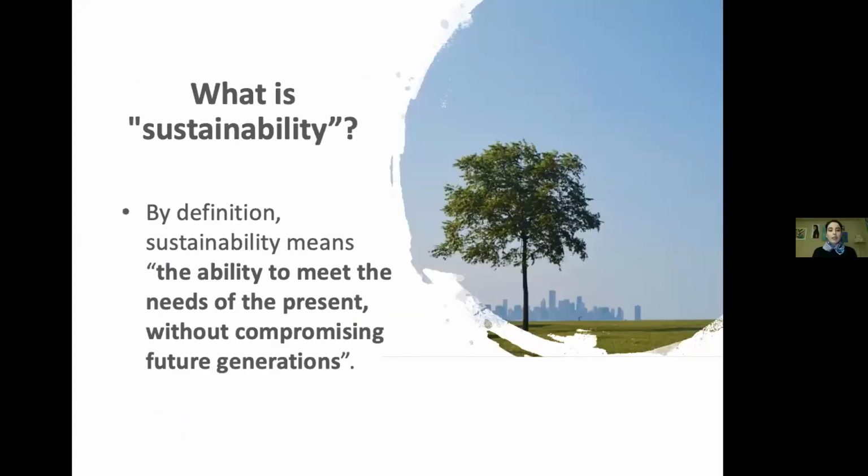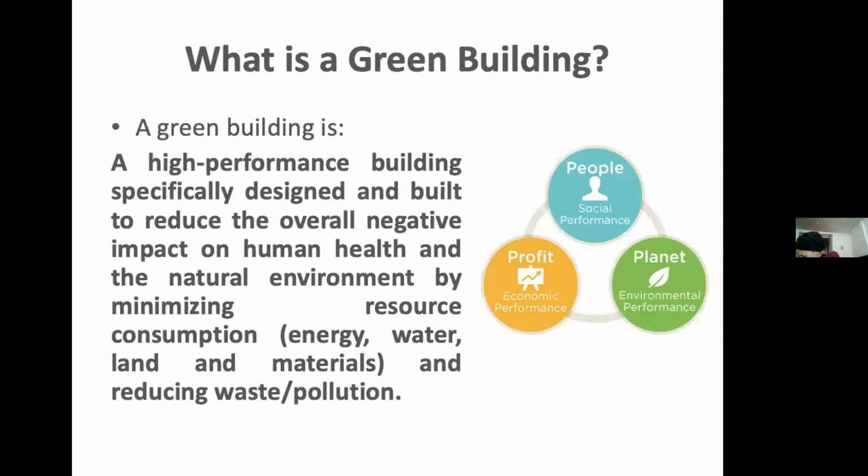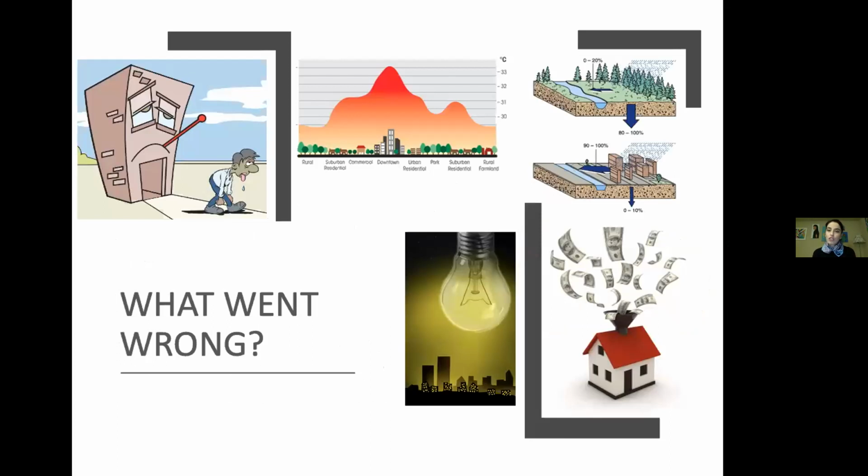What is sustainability? By definition, sustainability means the ability to meet the needs of the present without compromising future generations. What is a green building? A green building is a high performance building specifically designed and built to reduce the overall negative impact on human health and the natural environment by minimizing resource consumption like energy, water, land, and materials, and also to reduce waste and pollution. Dr. Heba talked to us about the SDGs. The green building principles address SDG number 7, I believe, for clean energy, and also 11 for sustainable cities and communities.